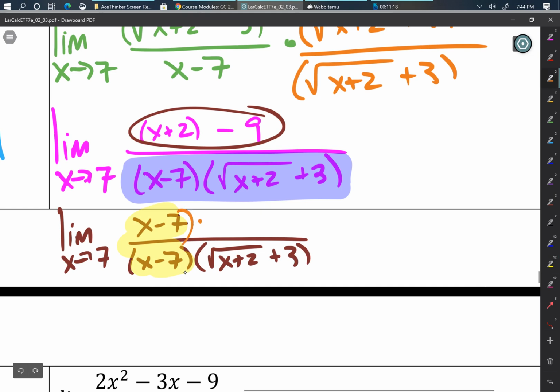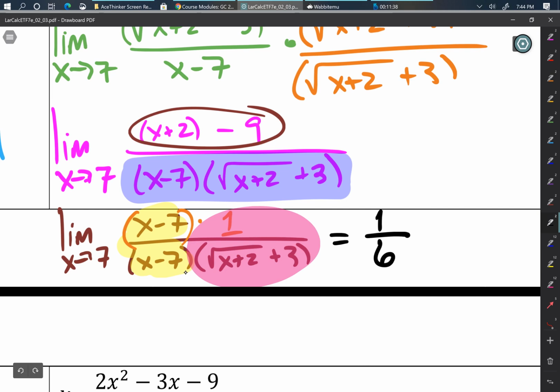There's a 1 as a placeholder because we can't just say there's nothing left in the numerator when we get rid of that. It's times 1. And then we've got our new function, g of x, that we're going to evaluate by direct substitution. 1 over the square root of 7 plus 2 is 9, the square root of 9 is 3, 3 plus 3 is 6. And so we get that our limit is 1/6.